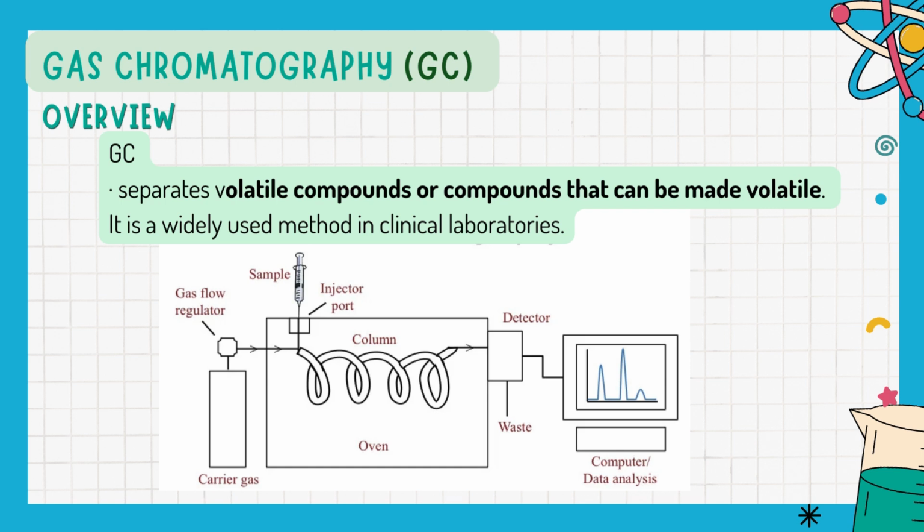And as the sample is injected into the heated column, this column is heated. Here, as we can observe, there's an oven. Its components are separated based on their volatility and interactions with the stationary phase. And then what happens next? So compounds with lower boiling points elute first.